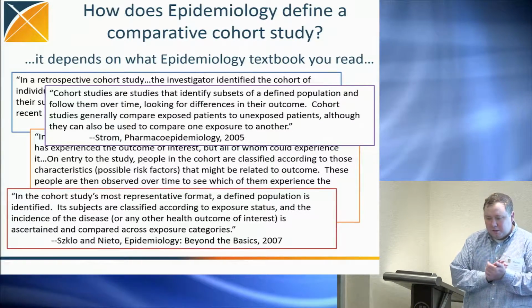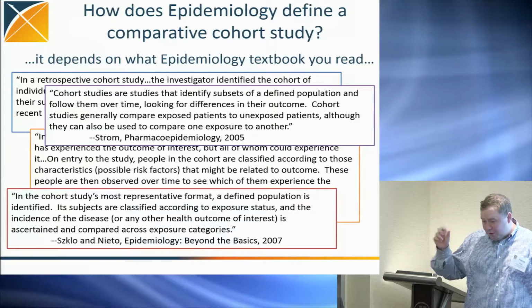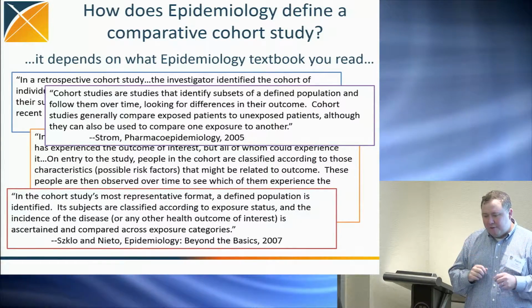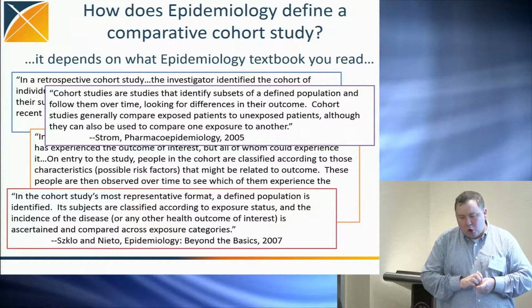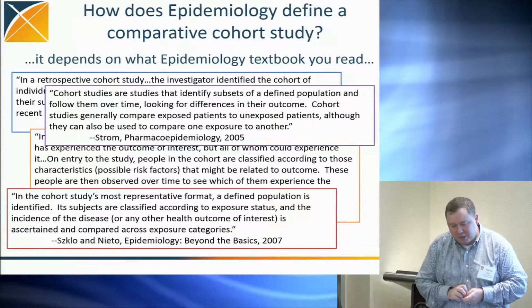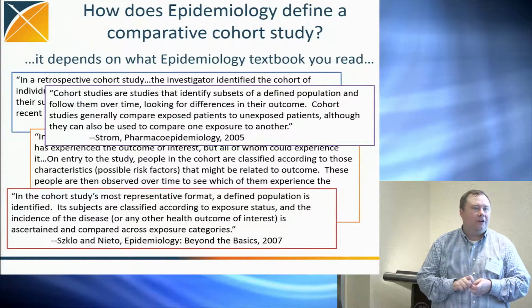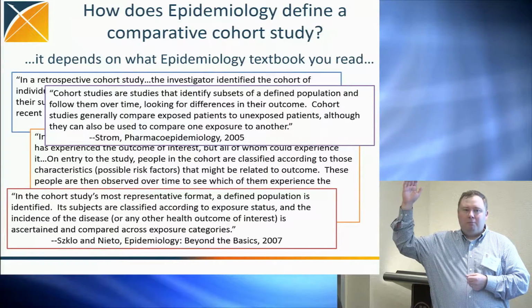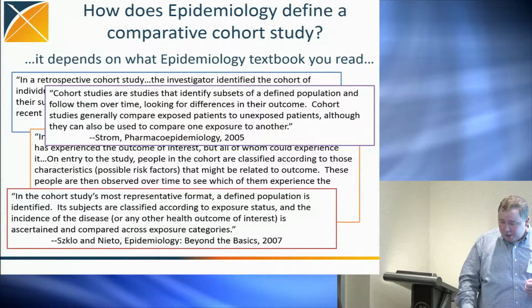Brian Strom defines cohort studies as studies that identify subsets, plural, of a defined population and follow them over time, looking for differences in their outcome. Cohort studies generally compare exposed patients to unexposed patients, although they can also be used to compare one exposure to another. How many like Brian's approach to the world? More hands for Brian.